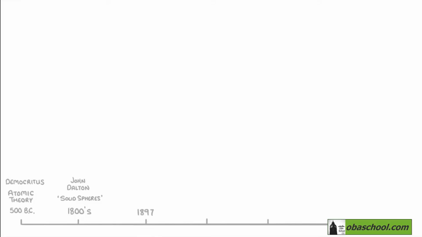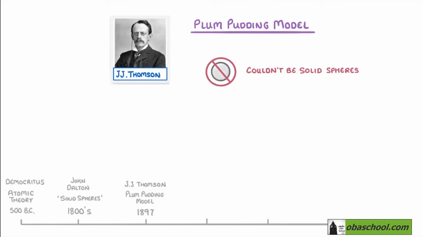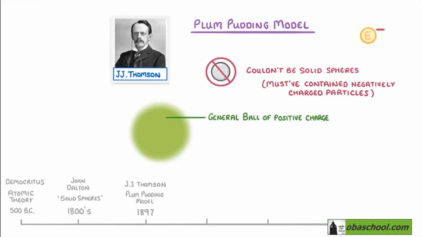Now, during 1897, J.J. Thomson came up with the plum pudding model. He performed a series of experiments which showed that atoms cannot be solid spheres, as Dalton said. Instead, they must have contained negatively charged particles, which are now known as electrons. So using this new evidence, he proposed that an atom is a general ball of positive charge with discrete electrons inside of it.